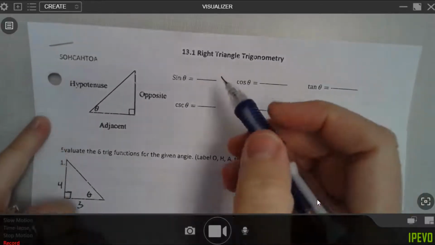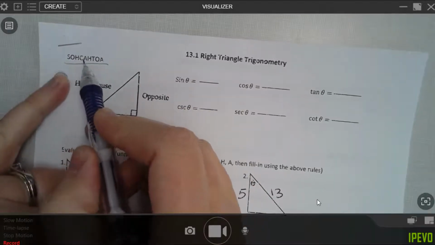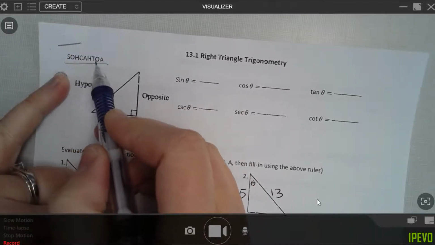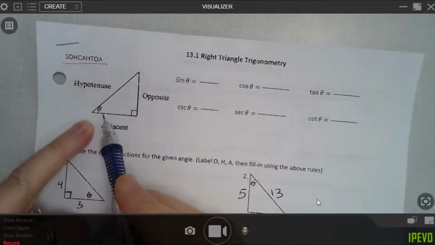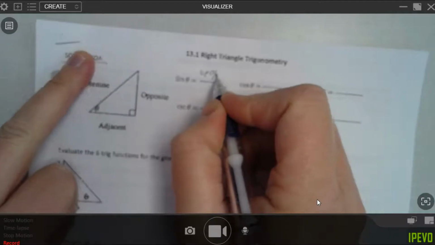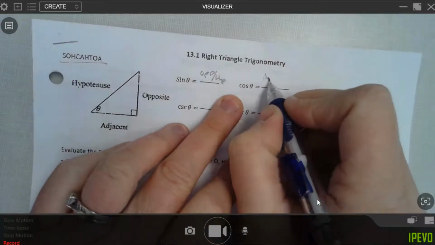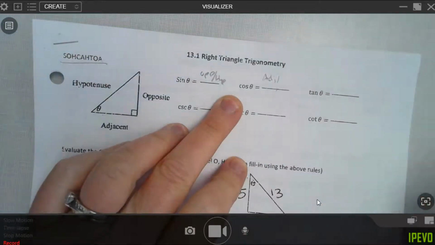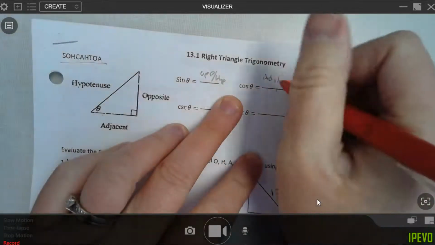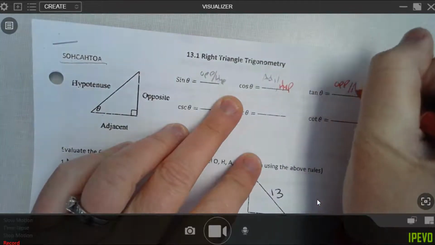So the saying SOHCAHTOA right here. Sine equals opposite over hypotenuse, cosine is adjacent over hypotenuse, and tangent's opposite over adjacent. So right here we have sine is opposite over hypotenuse. This is adjacent over hypotenuse. This is opposite over adjacent.